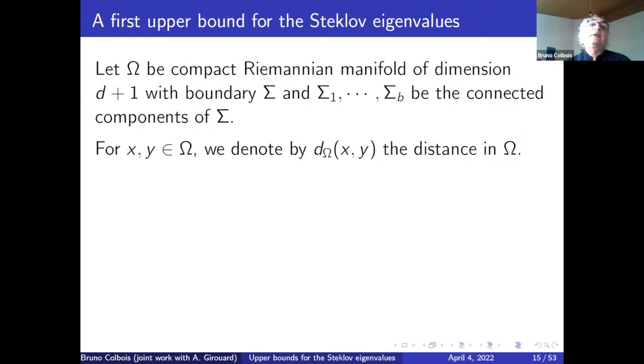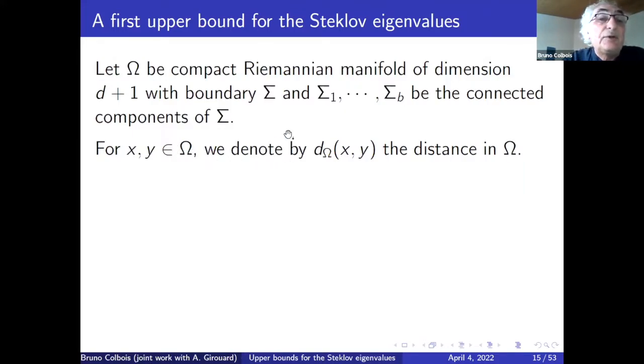Now I move to the case of the Steklov eigenvalue, and first I will try to give a result which is a little like the result by Croke. So I take a compact manifold with boundary Sigma. Sigma may have more than one boundary component. So I write Sigma_1 until Sigma_b for the connected components.